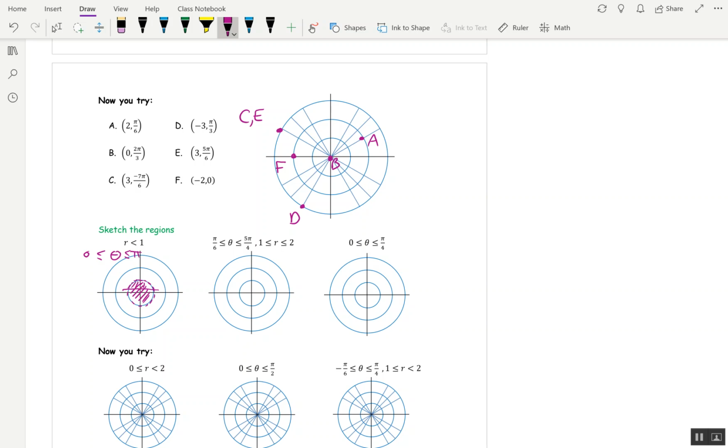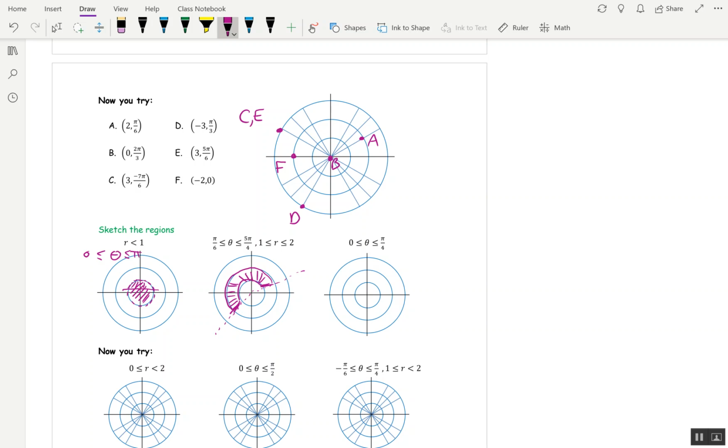Okay, next one, theta goes from pi over 6 to 5 pi over 4. So theta equal pi over 6 is about here, and 5 pi over 4 is about there. So we want angles in this region, and we want to be between 1 and 2 units from the origin. So I'm going to fill in the annulus, piece of a bagel here, like that. And this would have solid lines because r is between 1 and 2, including 1 and 2, and then these would be solid because you want to include those two angles.